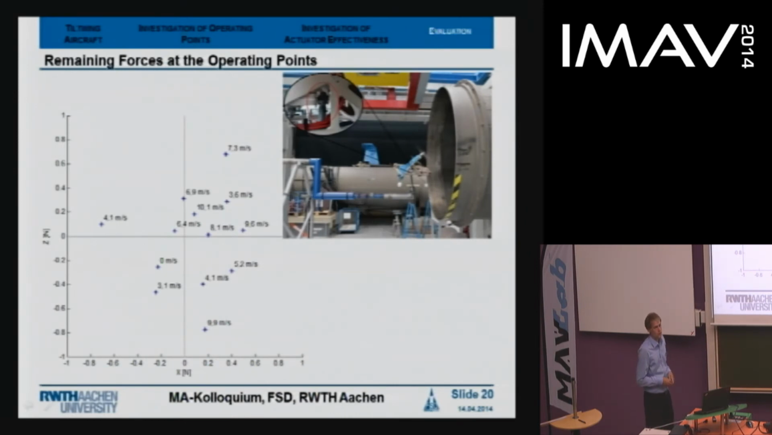For horizontal velocities from 0 to 10 meters per second, the remaining forces in x and z direction were recorded by the weighing scale. The measurement setup can be seen here, and the ball joint is visible here. And we can see that the remaining forces around 0 are just varying in a small range in x and z direction. And these would cause small accelerations during real flight.